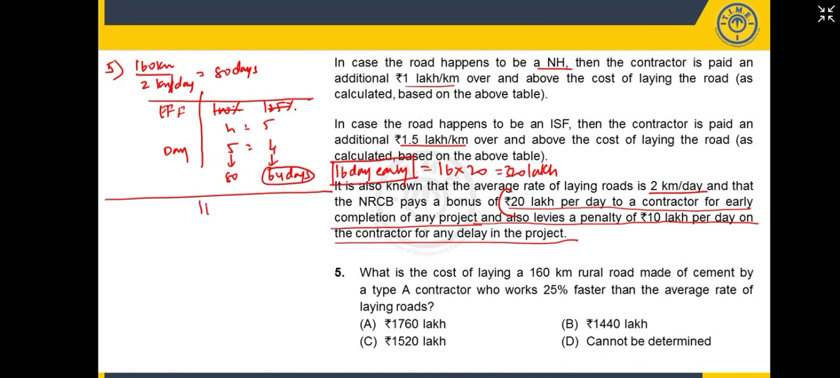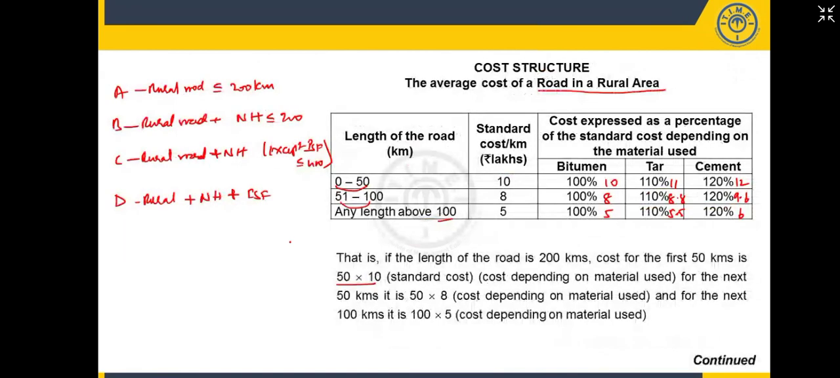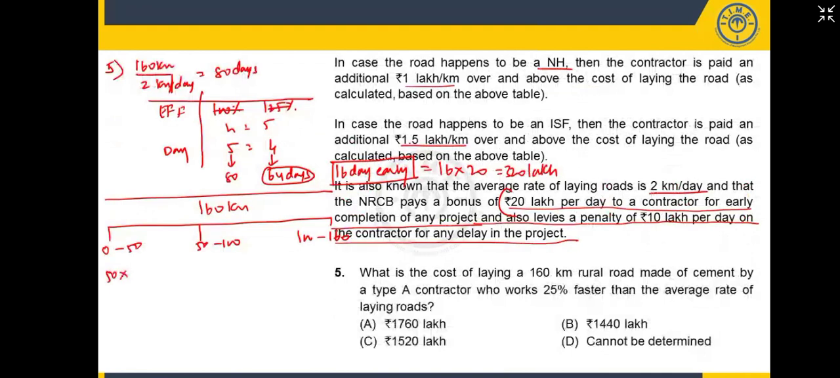Now the total 160 kilometers, according to the rate set, 0 to 50, 50 to 100, and then 100 to 160, like that I'll break it. It's a cement road. Cement road will cost up to 50 at 12, then 9.6, then 6. So guys, you see this, all of you, up to 50, 50 into how much? Cement road 12. And then 50 to 100, next 50 kilometers at a rate of 9.6, and then 60 kilometers at a rate of 6 rupees he'll be paid.